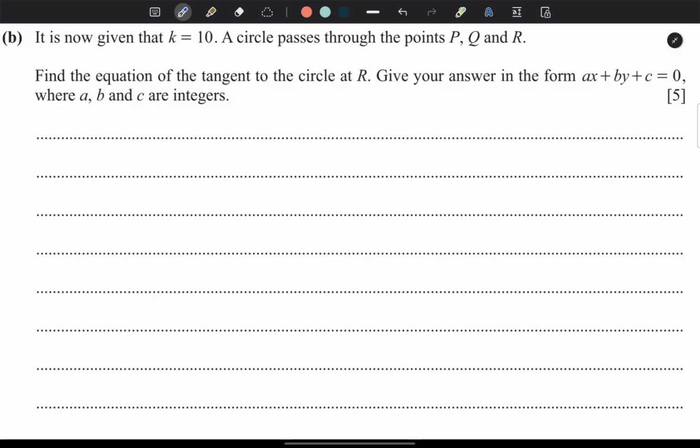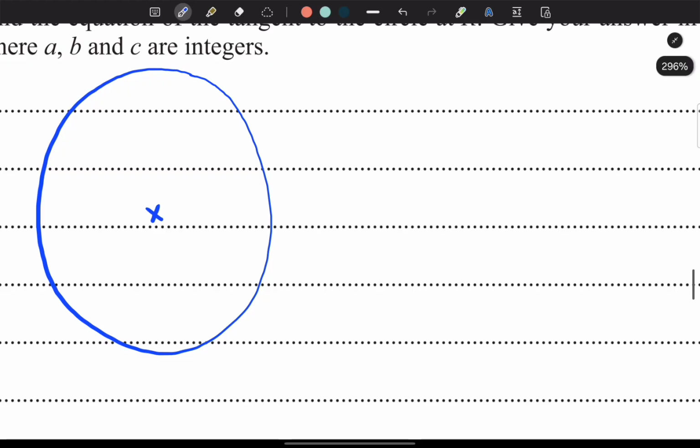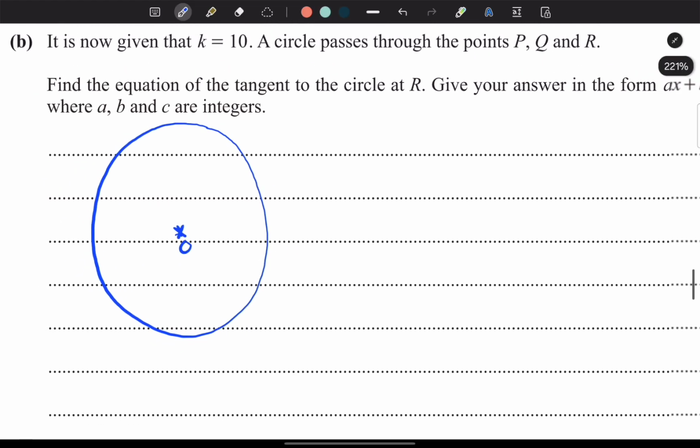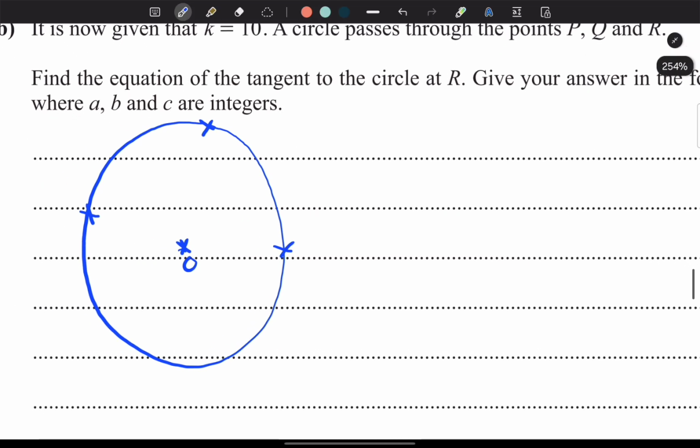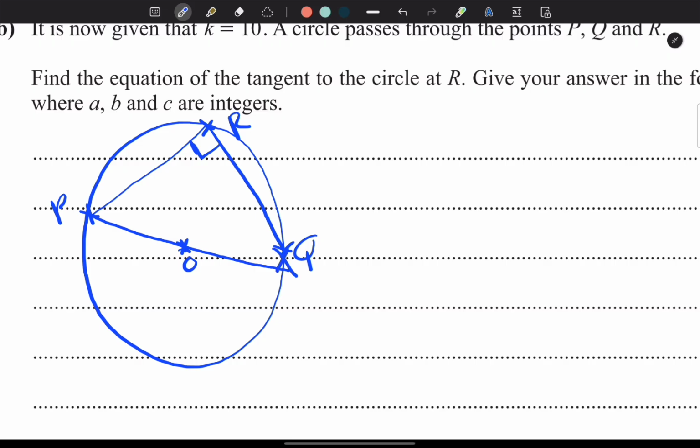So we might want to draw a sketch of the circle first. We don't know the center of the circle yet, but we can just call it O. But we're given P, Q, and R. Since we know we have a 90-degree angle at R, this will be our R, this our Q, and this our P. And we know if two chords are making a 90-degree angle, this line should be the diameter, and it will be passing through the center.